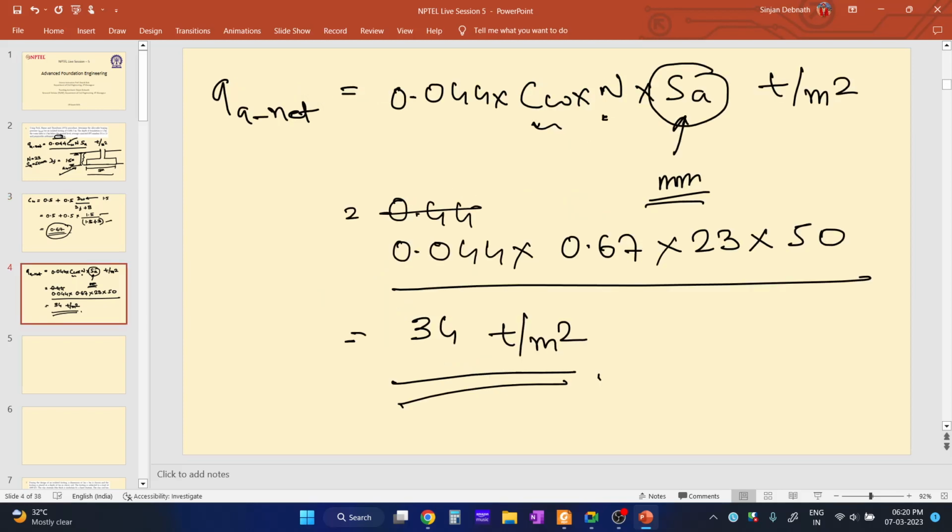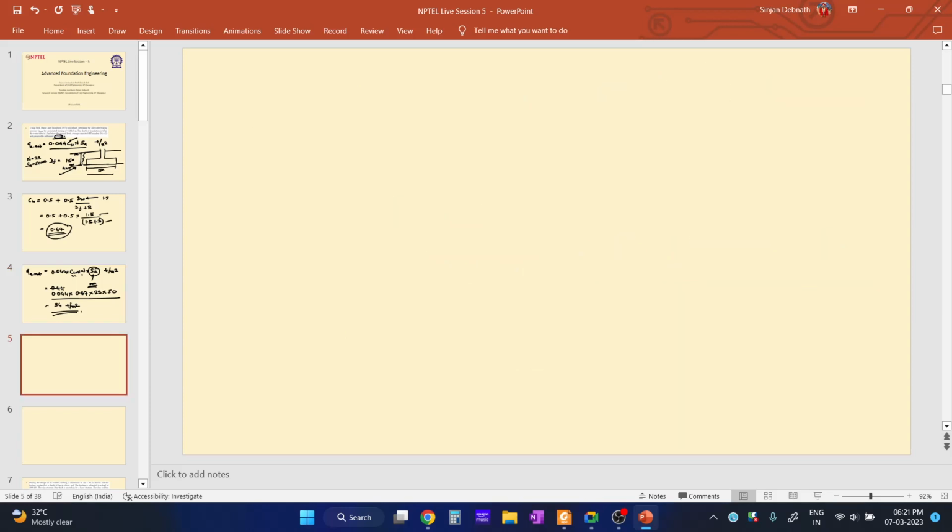Now after finding out CW, you need to put all the parameters that you have. That is CW, N is the SPT value, which is 23, mentioned in the question. And SA is the permissible settlement, which you also know is 50 millimeter. So if you put all the values of all the parameters into this empirical equation, you will get the net allowable pressure in terms of ton per meter square. Okay, I hope you have understood this problem. Yes, sir. Okay, so let me proceed to the next question.